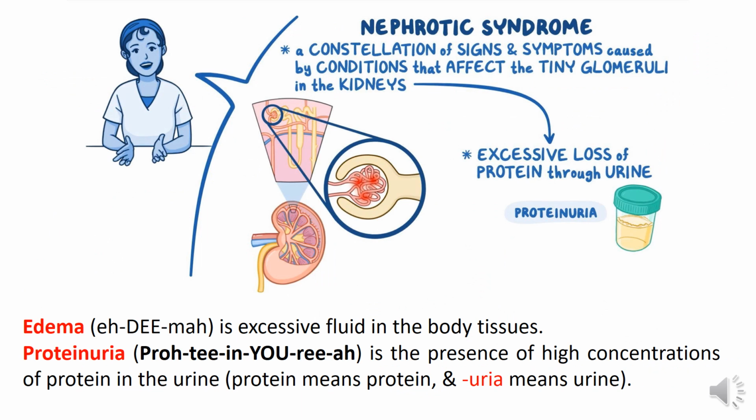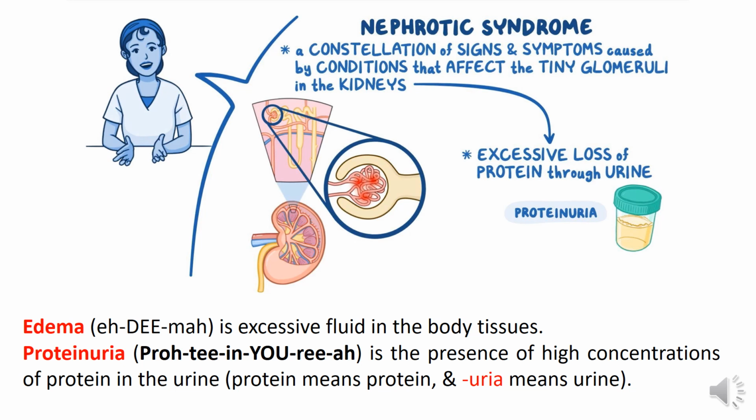Then, dealing with nephrotic syndrome. We are not dealing with inflammation, we are dealing with syndrome. Syndrome means a constellation of signs and symptoms caused by conditions that affect the tiny glomeruli of the kidneys. Notice that glomerulus is pluralized as glomeruli. When there is an effect on the tiny glomeruli, there is excessive loss of protein through the urine, causing proteinuria.